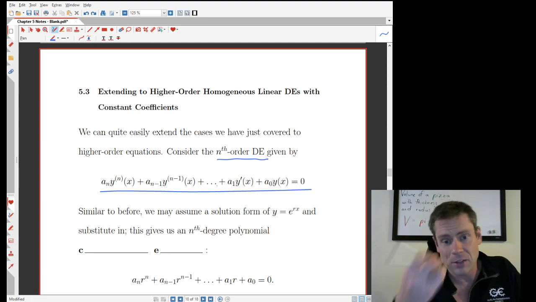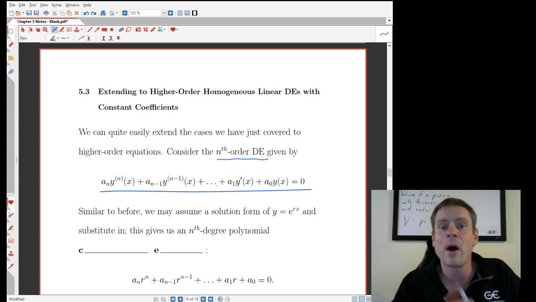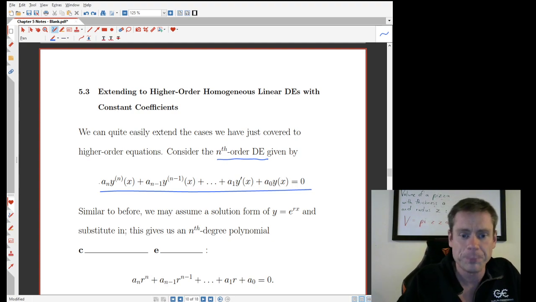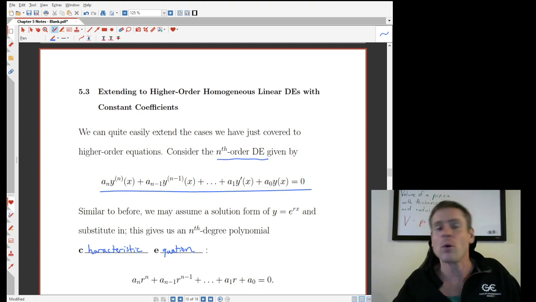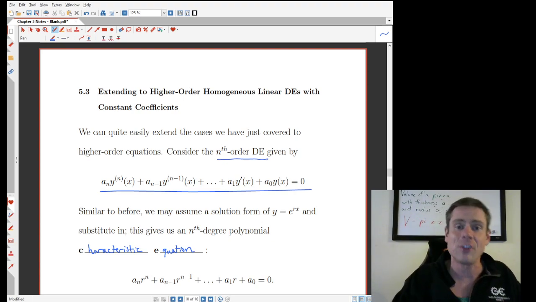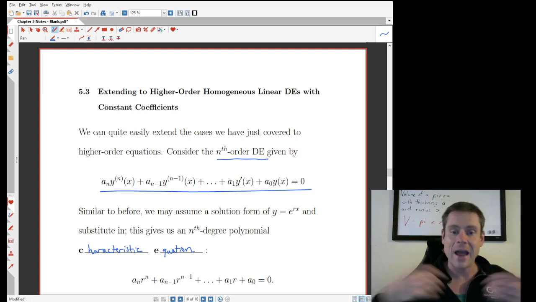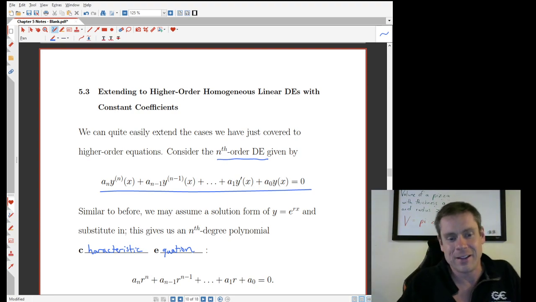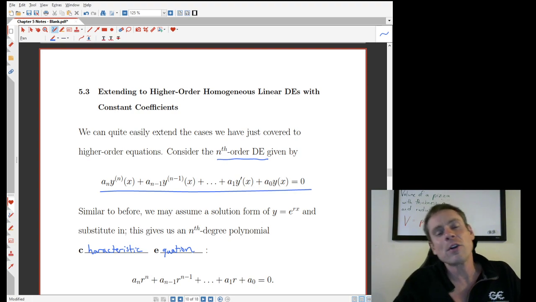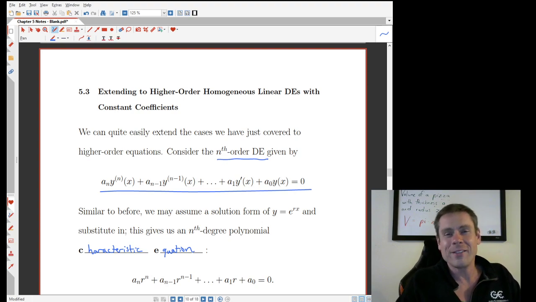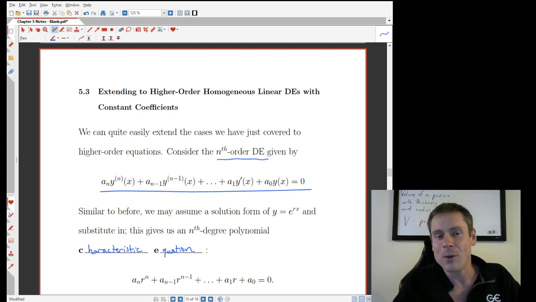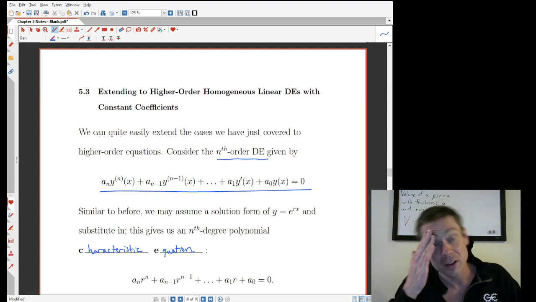If you assume the same solution form as before, y equals e to the rx, and substitute in, you're going to get an nth degree polynomial as your characteristic equation. With second order differential equations, you get a second degree characteristic equation. For nth order differential equations, you get an nth degree characteristic equation. Second order equations are easy to solve because you can always use the quadratic formula. These ones aren't always as straightforward. You might have to do a little bit of legwork to think of how you might factor something down.